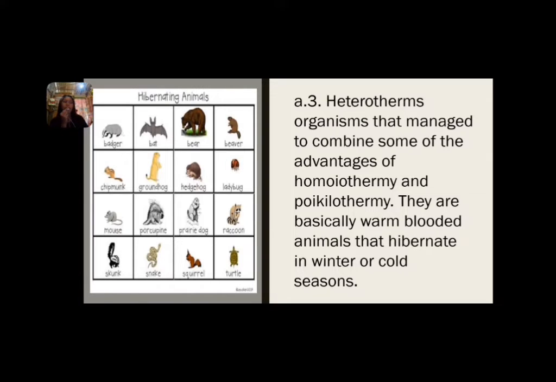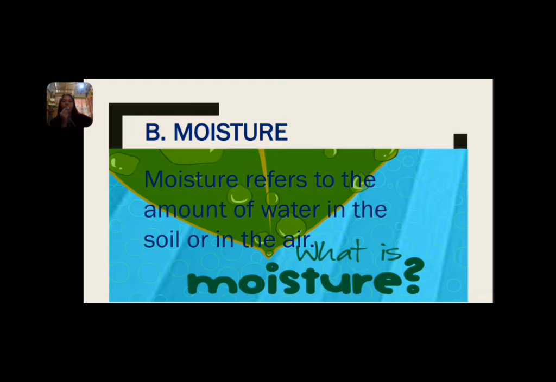So sila ang mga naiinit na dugo ng mga organisms or the animals ug kaya nila nga makasurvive sa kanang tugnaw nga panahon. So example is the badger, bat, bear, beaver, chipmunk, groundhog, hedgehog, ladybug, mouse, porcupine, prickly dog, raccoon, skunk, snake, squirrel, and turtle.